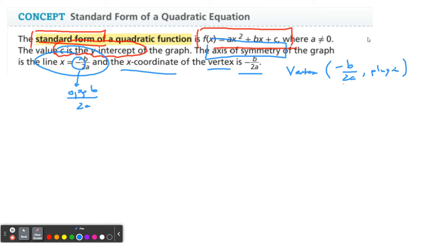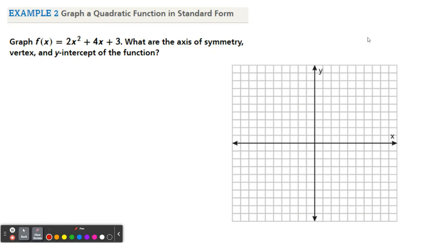So we will still use the axis of symmetry and your vertex to create that symmetry line. And then we'll just look for 2 points to the left or 2 points to the right of the vertex, and we'll use symmetry to get 5 total points. All right, so let's do one of these in this video, and then we'll stop. So here's your function. What is the axis of symmetry? What's the vertex? What's the y-intercept? And we're going to graph it too.